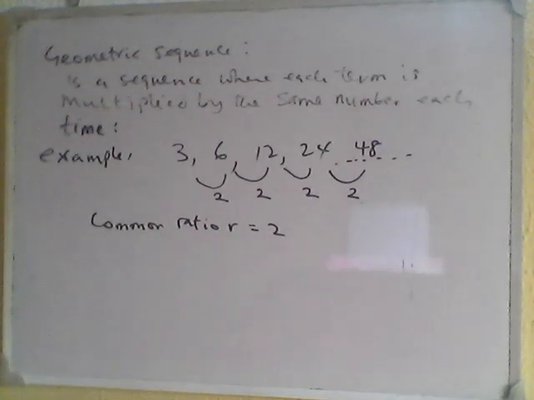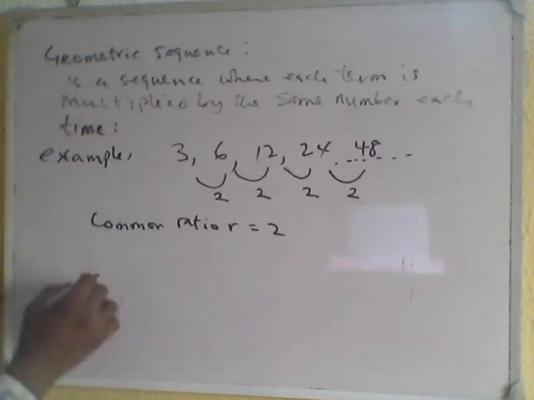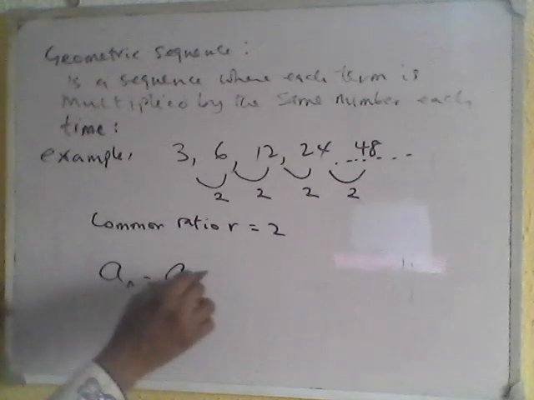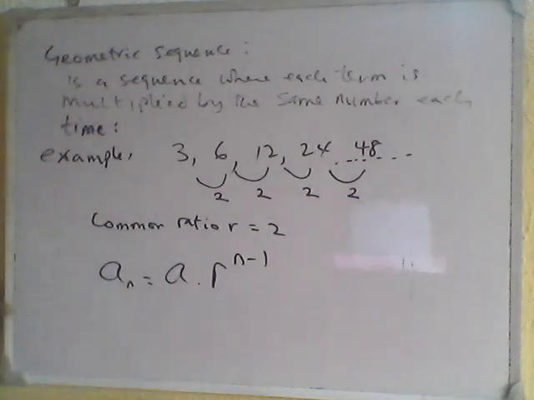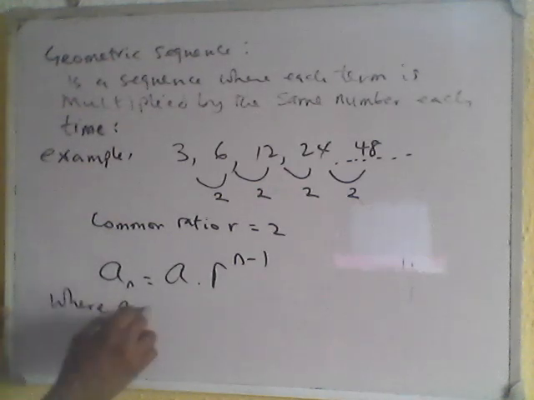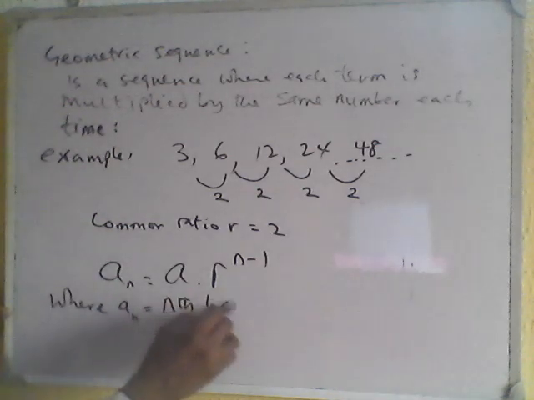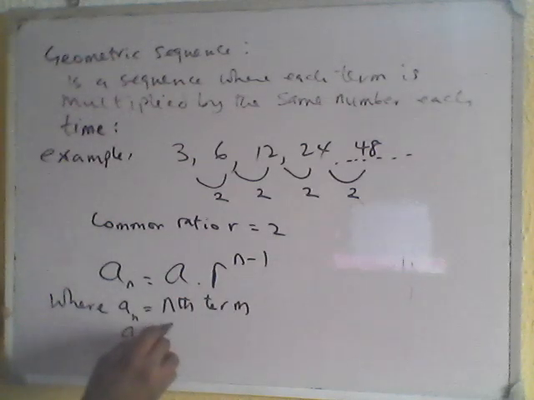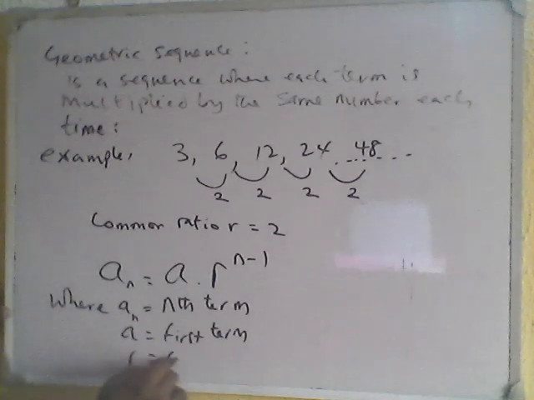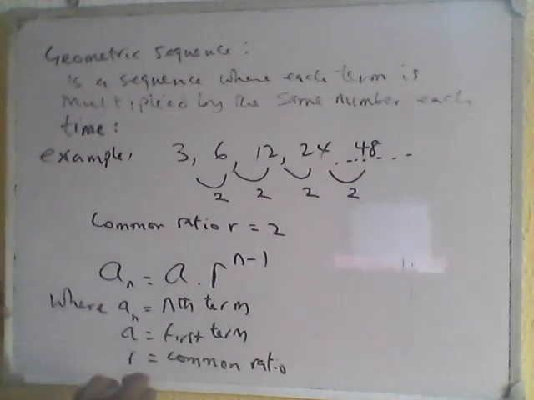All right, so the formula for the nth term of a geometric sequence: an is equal to a times r raised to the power n minus 1, where an is the nth term, a is the first term, r is the common ratio, and n is the number of terms.